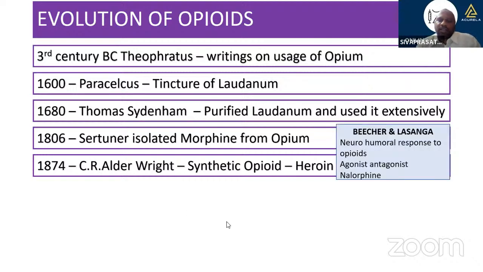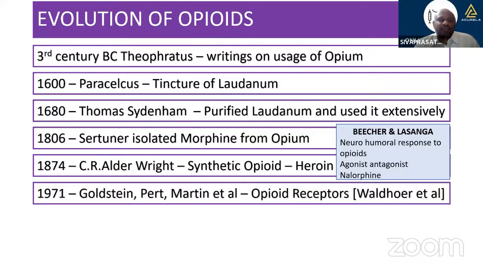Here I have to tell about somebody called Beecher in Lucknow. He was a military man. He observed that people behave differently when they are wounded in the battlefield than in clinical settings. So he described the neurohumoral relationship of the opioids, and in the later years, in the 1970s, he described the agonist-antagonist activity of opioids, and he discovered nalorphine. It is from that agonist-antagonist activity that the search for different types of opioid receptors started developing.